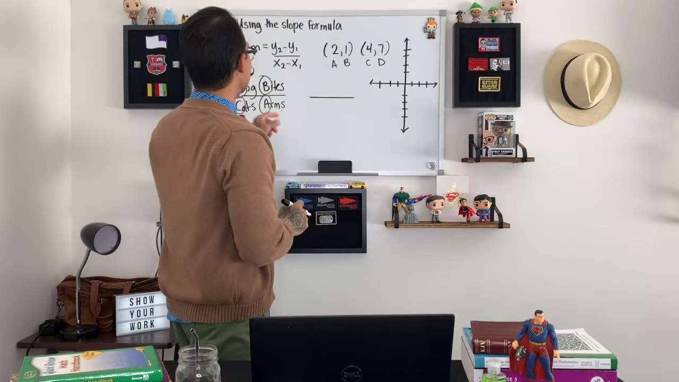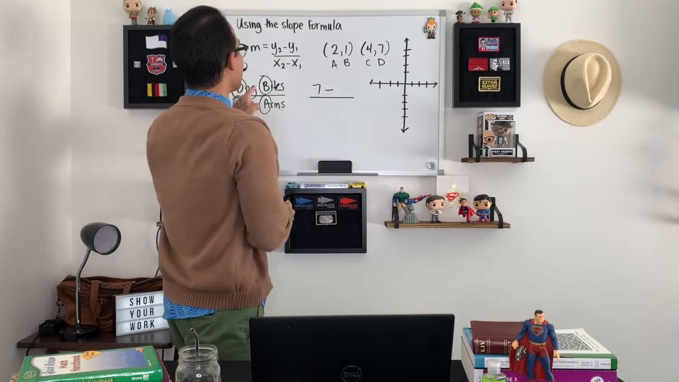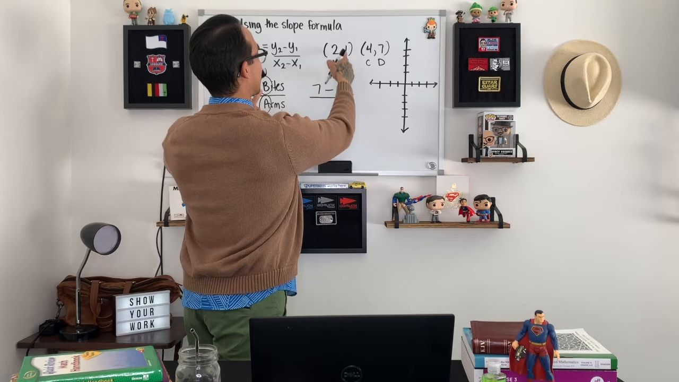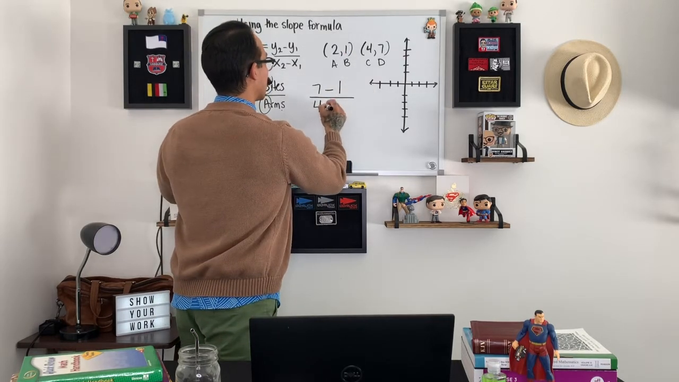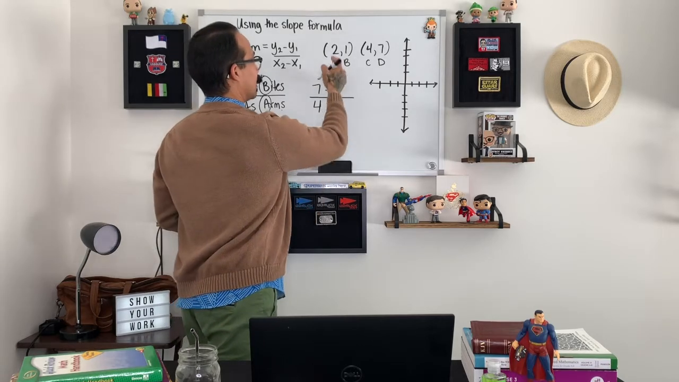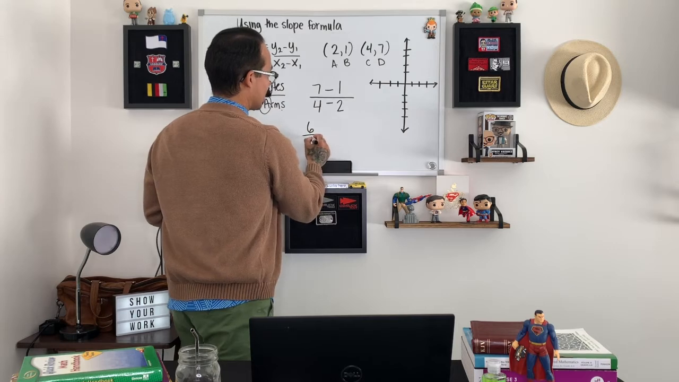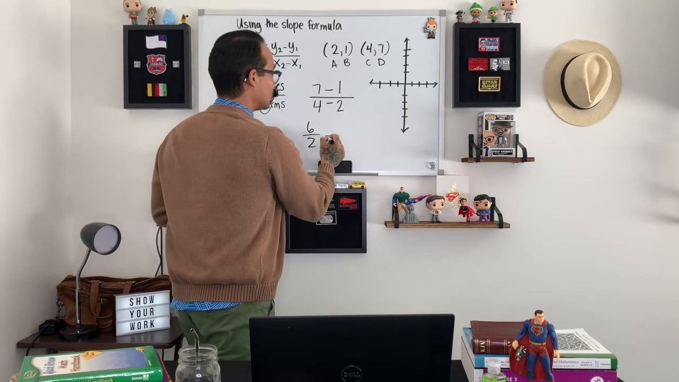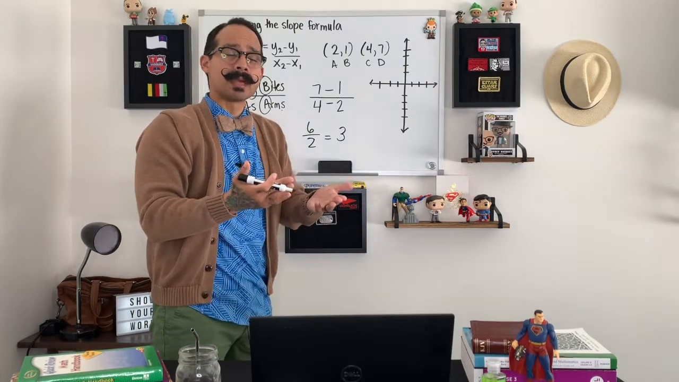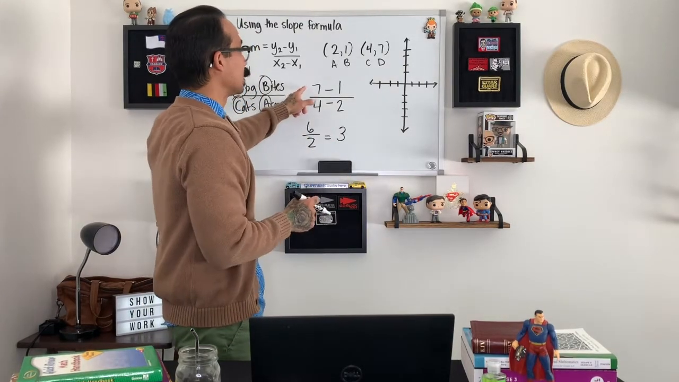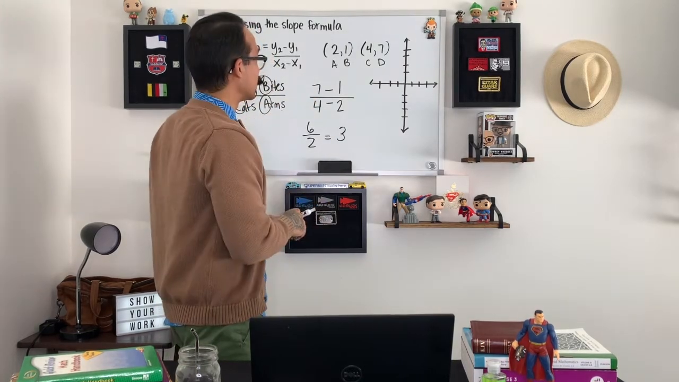And so I see D comes first, so I would write 7. I see the B comes next, that's my 1. Then the C, that's 4. And then finally the A, that's 2. This would yield the same thing that we did before, 6 over 2, which is 3. It's a mnemonic device that may be helpful for you to remember the placement of y and x values in the slope formula.